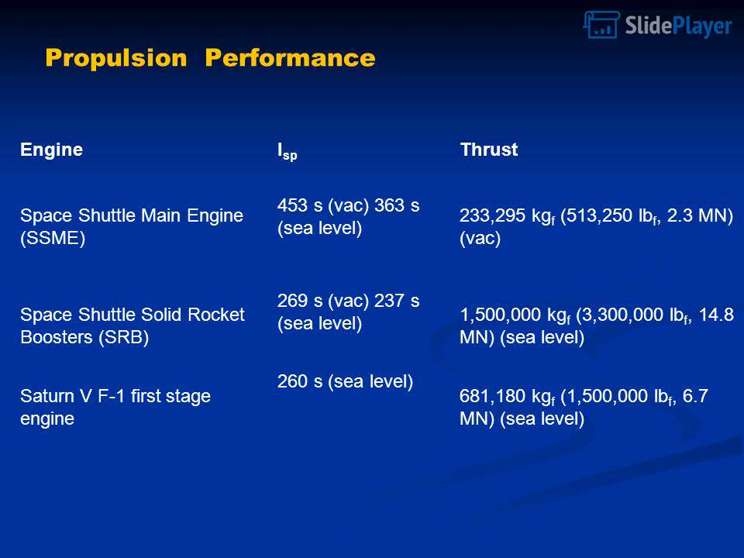Space Shuttle Solid Rocket Boosters, SRB: 269s, VAC, 237s, sea level. 1,500,000 kgf, 3,300,000 lbf, 14.8 meganewtons, sea level. Saturn V F1 first stage engine: 260s, sea level. 681,180 kgf, 1,500,000 lbf, 6.7 meganewtons, sea level.